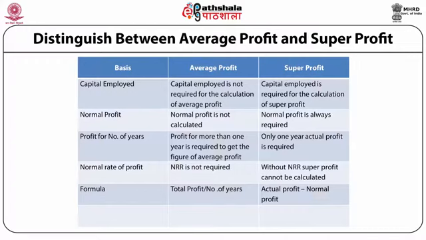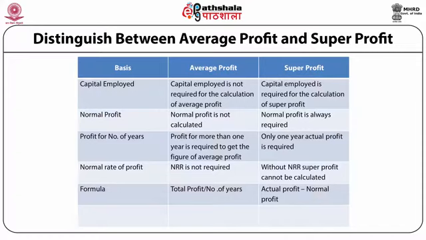But when goodwill is calculated with the help of super profit method, normal profit is always required. Profit for number of years: profit for more than 1 year is required to get the figure of average profit, whereas only 1 year's actual profit is required in case of super profit. Normal rate of return is not required in average profit, whereas without normal rate of return, super profit cannot be determined. What is the formula of average profit? Total profit divided by number of years, whereas super profit is calculated with the formula actual profit minus normal profit.